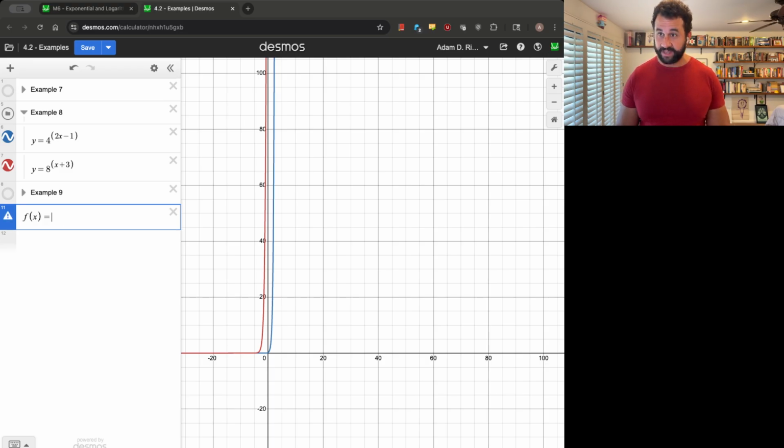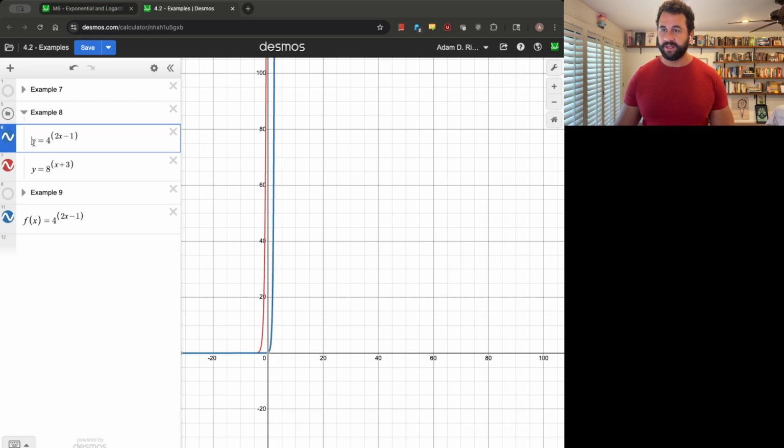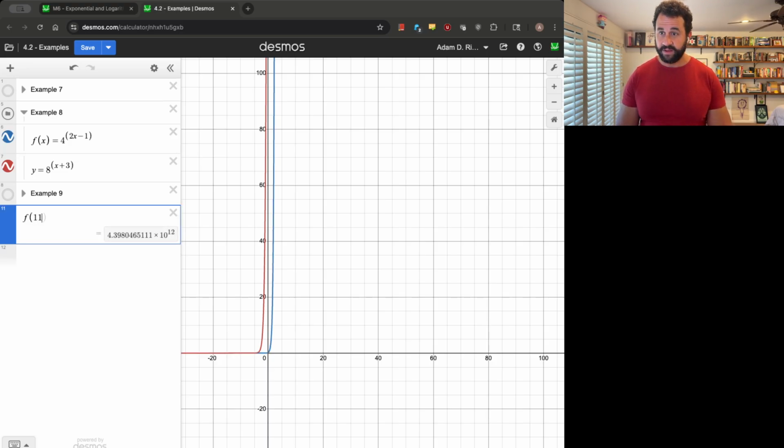We're going to say f of x equals 4 to the 2x minus 1. This is the same as that blue graph. I just wrote it as a function. In fact, I should have just done this. F of x is equal to that. Let's just make it a function and let's evaluate it at 11. F of 11 is, there you go.